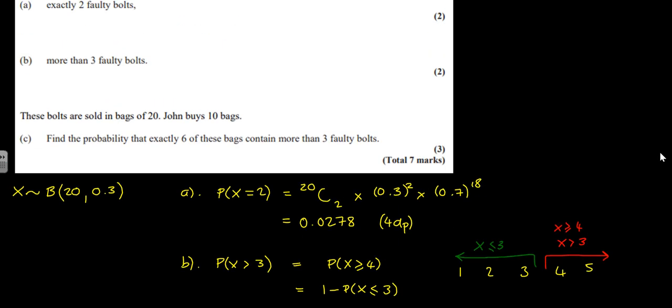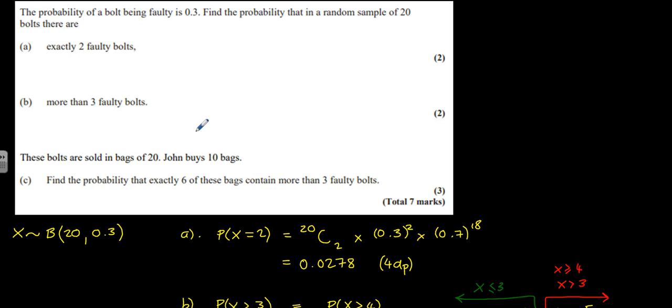So we go back to the question, right? And these bolts are sold in bags of 20, which is the same size as our random sample of 20 from the first 2 parts of the question, which is telling me that we're going to have to use some of the information here in this second part of the question. So the random sample of 20 can be directly referred to as these bags of 20. Right?